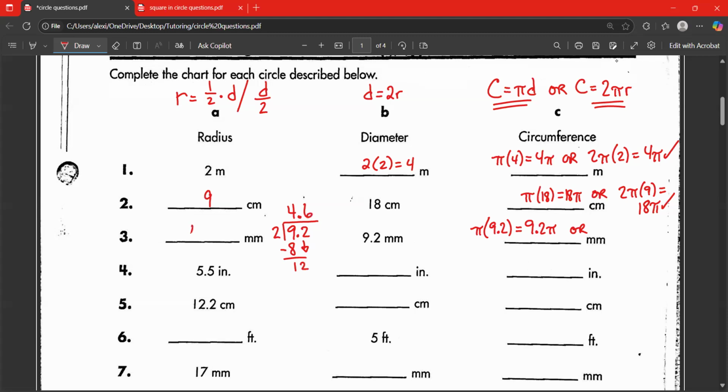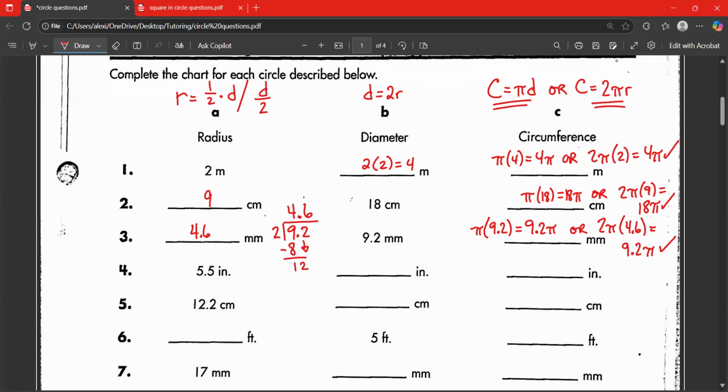And we get 4.6 millimeters. And then I can use the circumference formula with radius, and I will get 2 times pi times 4.6. But we see that that's the same as saying 9.2 pi. So either one works. All right, let's look at number 4, and then let's move on to the next section.